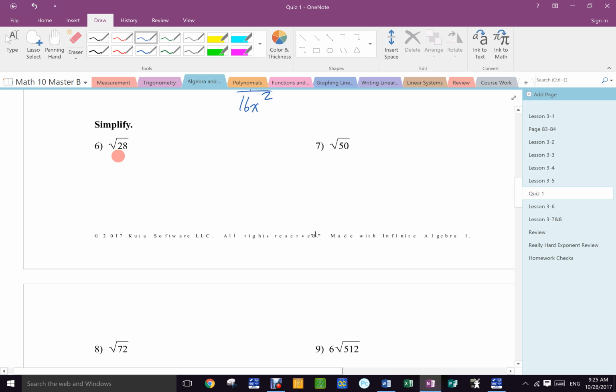28 is, I'm just going to do the quickest method, the one I use, with perfect squares. This is 4 times 7, isn't it? What's the square root of 4? 2. So what comes out? 2, and what stayed under there? 7. Everybody cool? Now, if you don't remember that rule, you did this. 28, 7, 4, 2, 2, and there was your group of 2. Right? 50. What's 50?